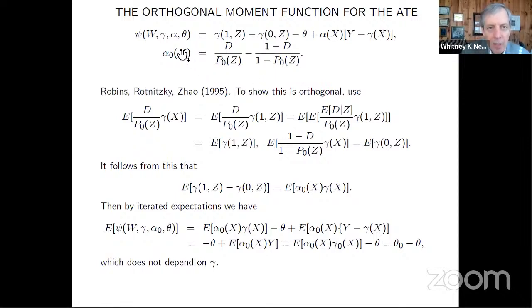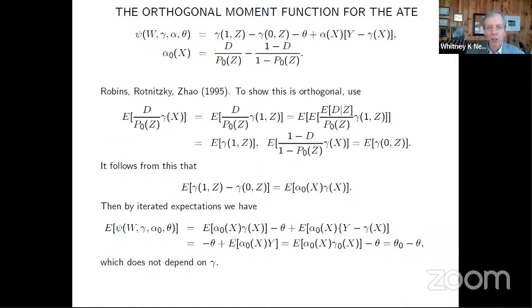This orthogonal moment function was first given in a paper by Jamie Robbins, Andrew Retnitsky, and Zhao in 1995 in JASA. Okay, first given there. And it does produce an orthogonal moment function here. Okay, and so actually we'll demonstrate that. So we're just writing down the orthogonal moment. Here's the identifying moment function. Here's the bias correction, or the adjustment term, okay? And this citation is a JASA paper, Journal of the American Statistical Association paper from 1995. It can also be found in Jin Han's 1998 Econometrica paper. He's got a good exposition of it. It's probably easier to read, actually. Han 1998 Econometrica.